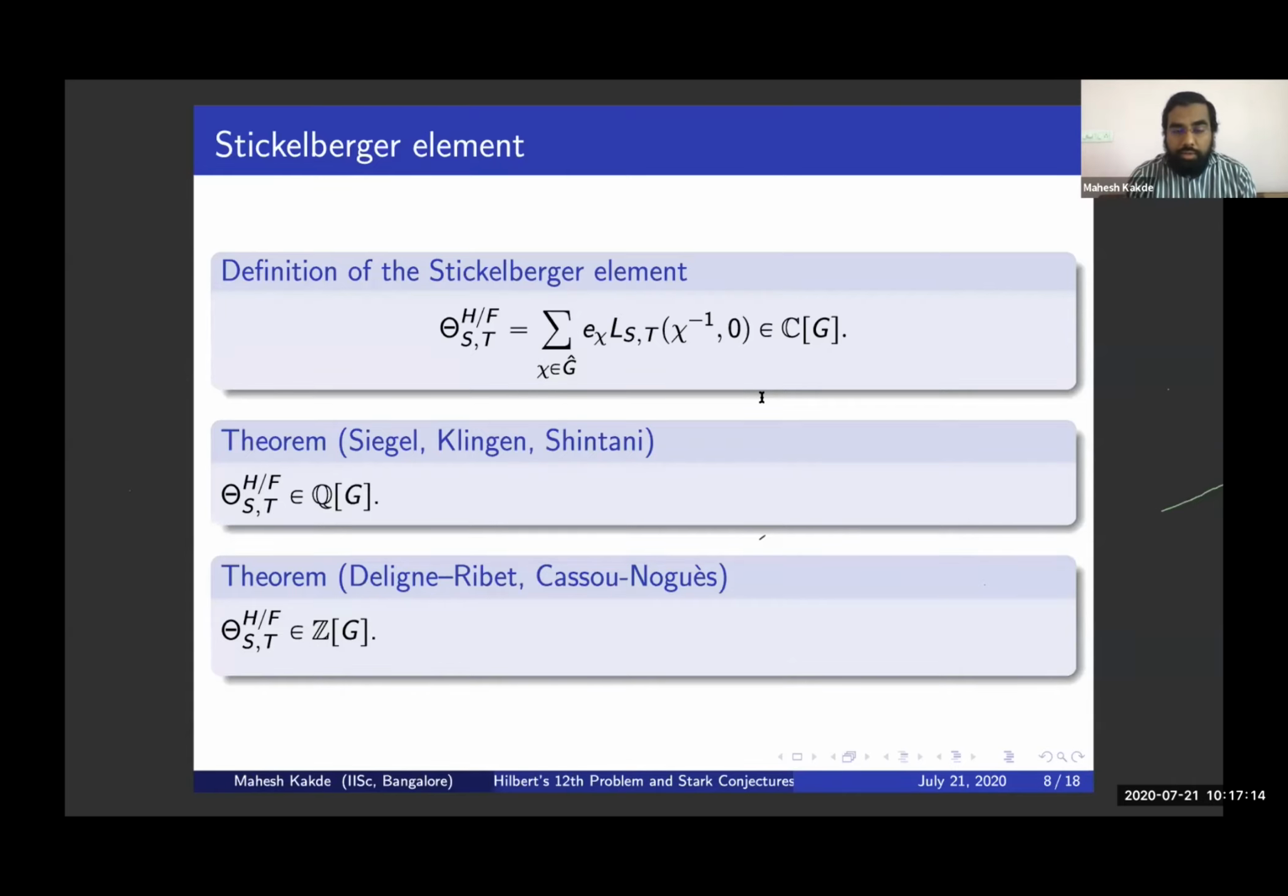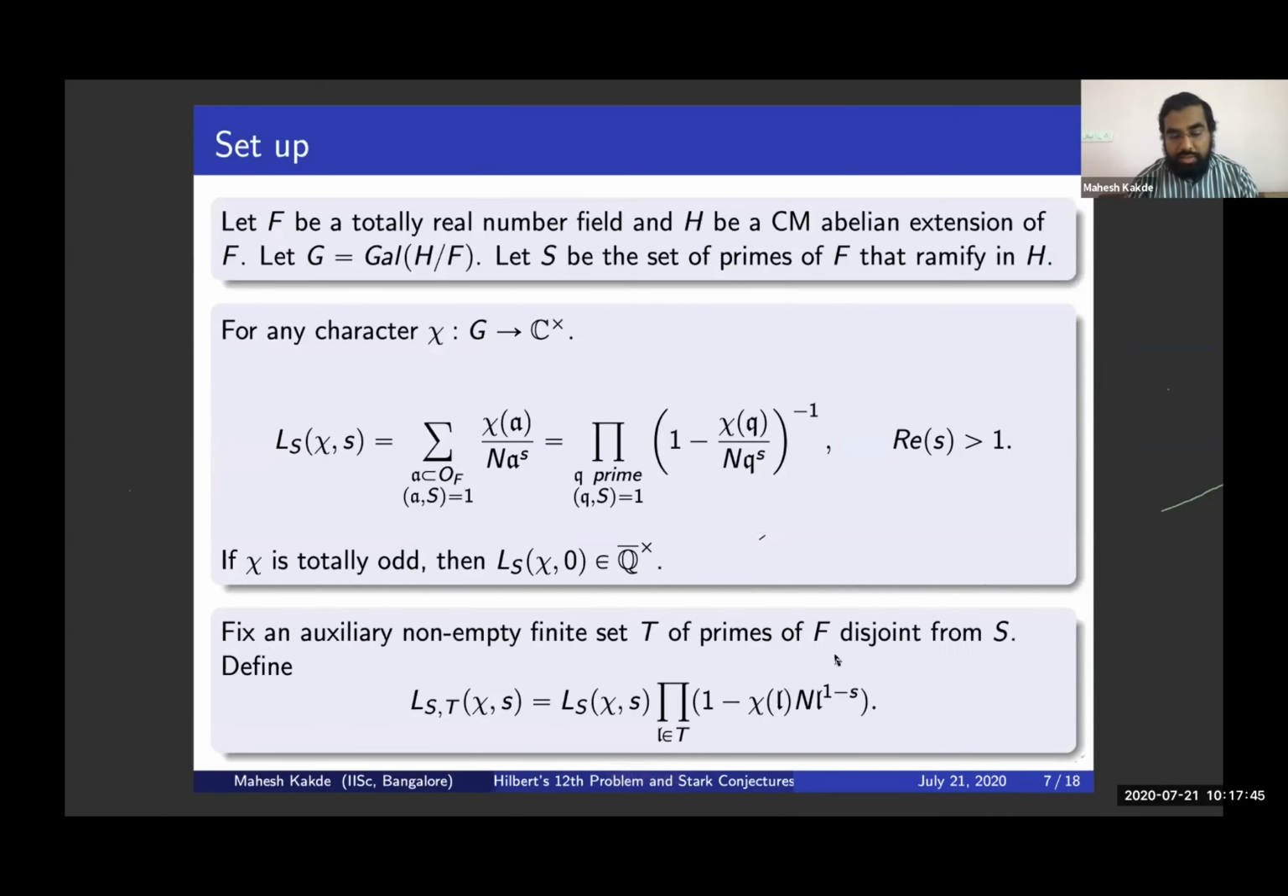So a priori, this has complex coefficients, but a celebrated theorem of Siegel, Klingen and Shintani, who proved this fact independently, the three of them, says that this theta in fact has coefficients in Q. So it belongs to the group ring over Q. For this theorem of Siegel, Klingen, and Shintani, you don't need this set T. As you see, T is almost a rational number, it's an algebraic number, and so you can divide by that non-zero algebraic number and you still have this theorem.